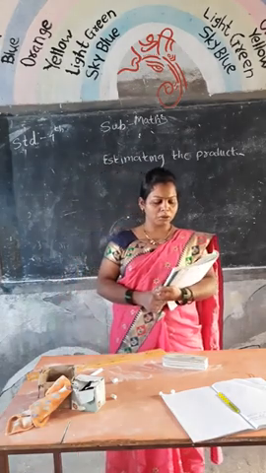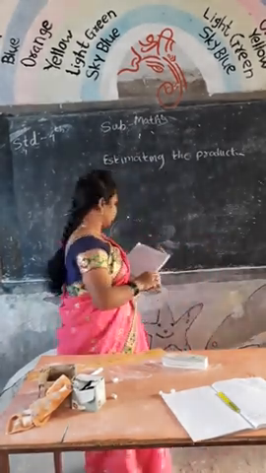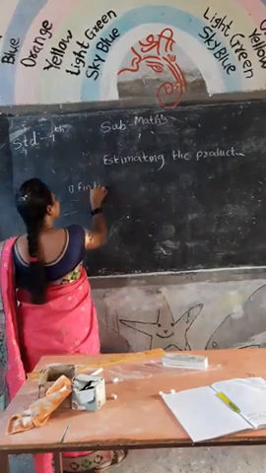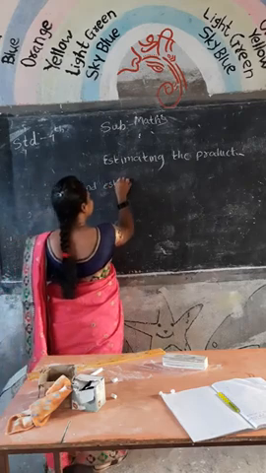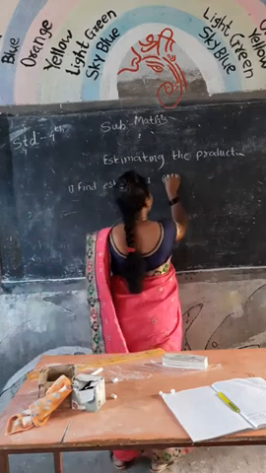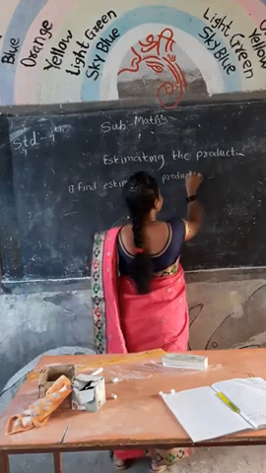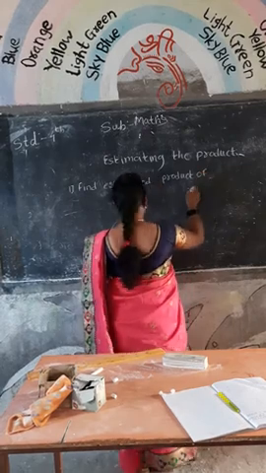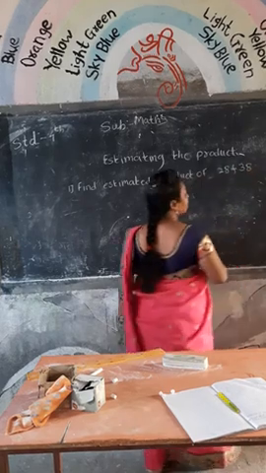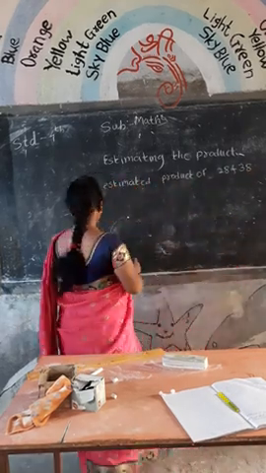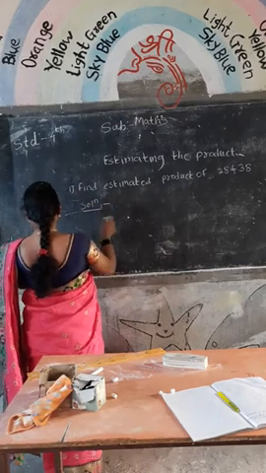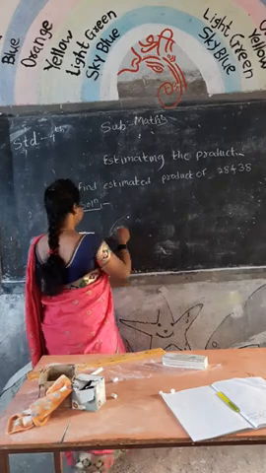First example is find the estimated product of 28 and 38. Solution is round up the numbers to the nearest tens.